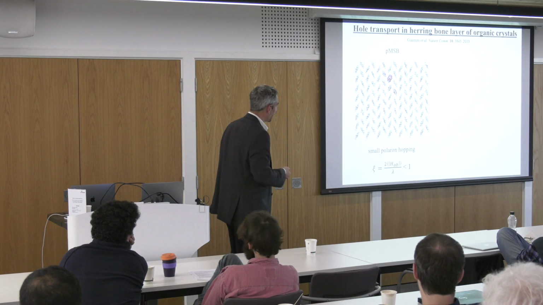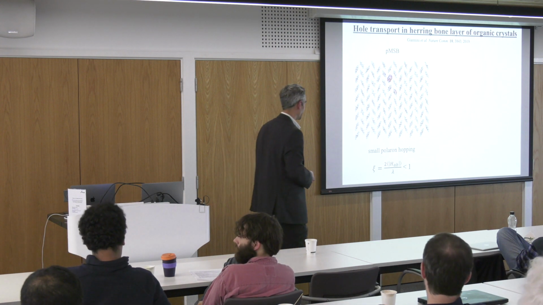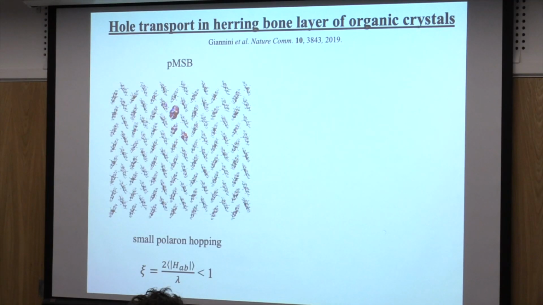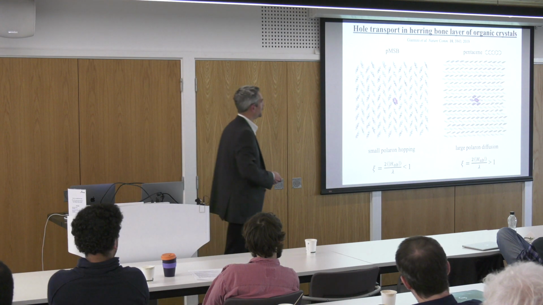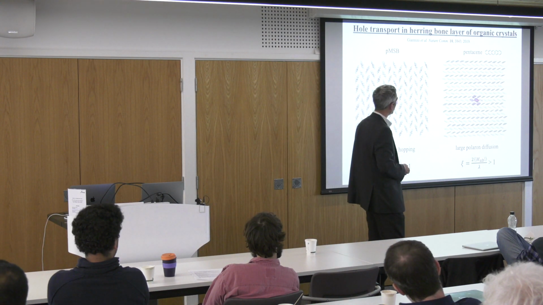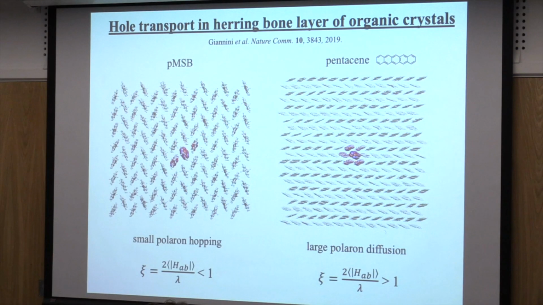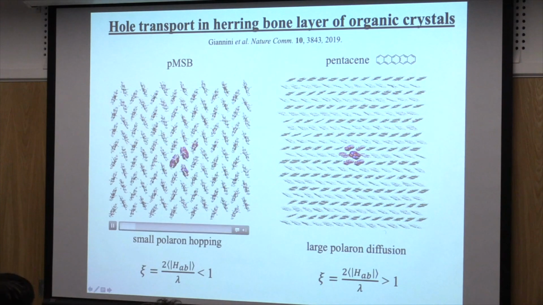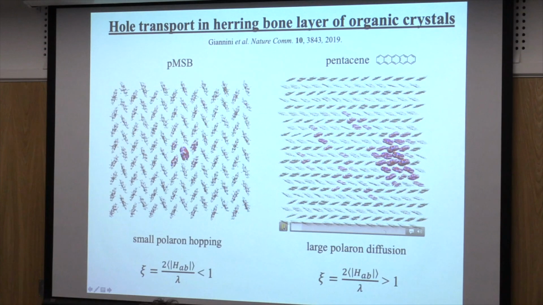And this you can already see from the parameters that you get from electronic structure calculation. The electronic coupling divided by lambda is smaller than 1. And this is a necessary criterion for localized carriers. Now let's have a look at what's happening in what I call high mobility compounds like pentacene. So if you do the simulation for pentacene, you get a completely different picture. So this is what you get from pentacene.